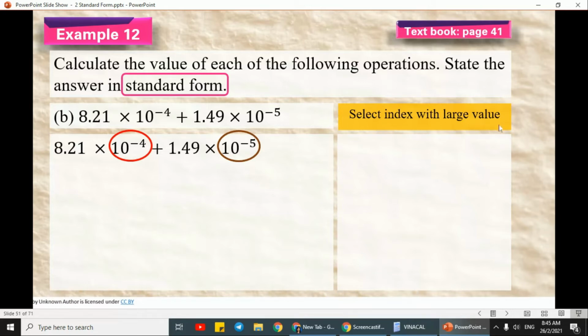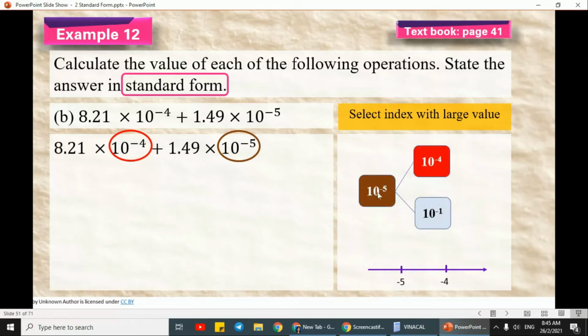If you don't know how to select, let's look at the number line. The large value is always on the right. So this one you don't want, you put down here: 10 to the power of negative 5. This one you want, you put down on the right: 10 to the power of negative 4. So negative 4 plus negative 1 is equal to negative 5.